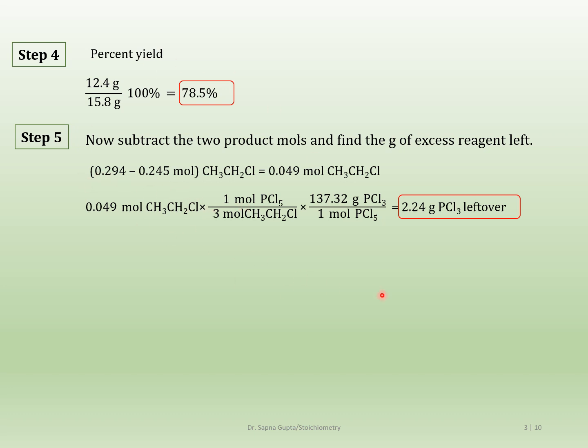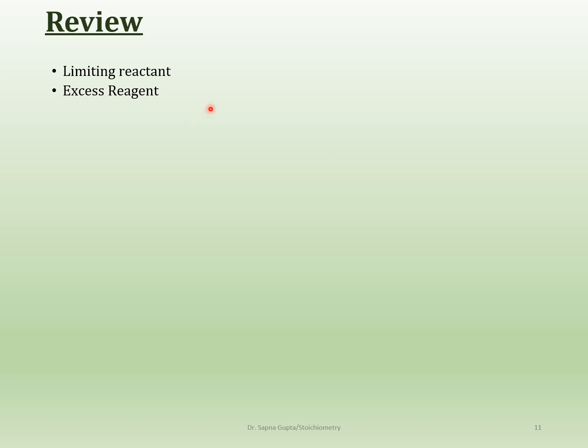So hopefully I was able to explain to you how to calculate the percent yields and excess reagents and whatnot. So that's kind of, I think, what this is, and I think that's the end of chapter 3 for us. Oof, oh my Lord, that was a long chapter, wasn't it?